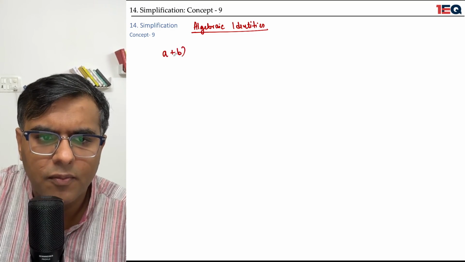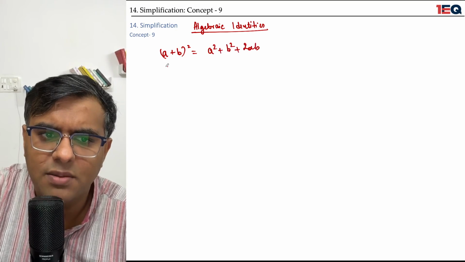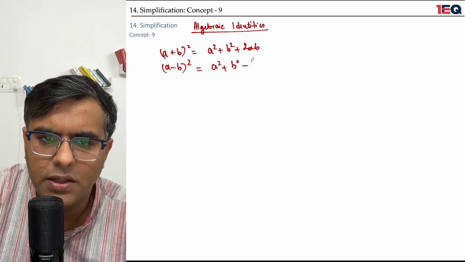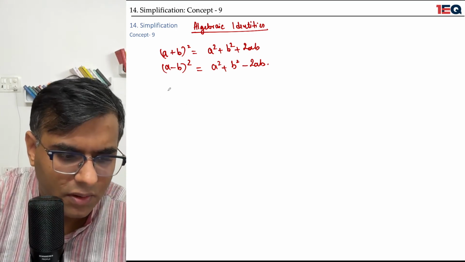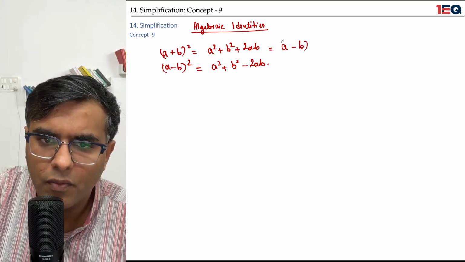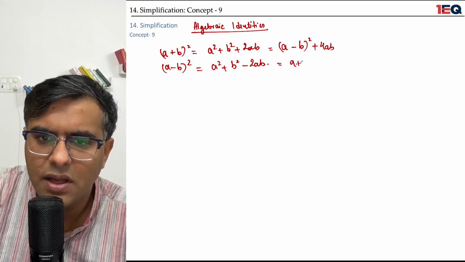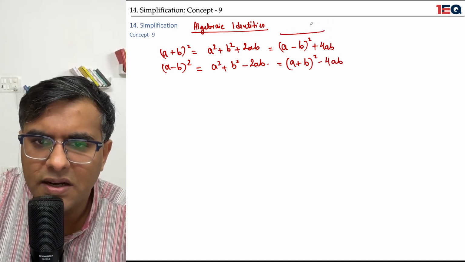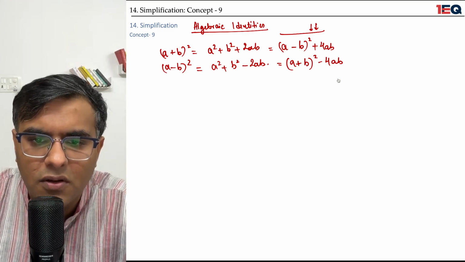A plus b whole square comes down to a square plus b square plus 2ab. Similarly, a minus b whole square is a square plus b square minus 2ab. If I would like to add both of them together, I have an option of writing it down as a minus b whole square, and there would be a plus 4ab over here, and this can be written interchangeably as a plus b whole square minus 4ab. These two identities would be used a little less in frequency, but these two full-sized identities would be used a little more frequently.